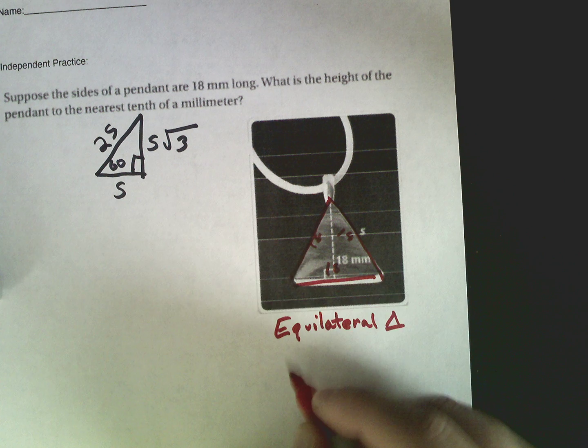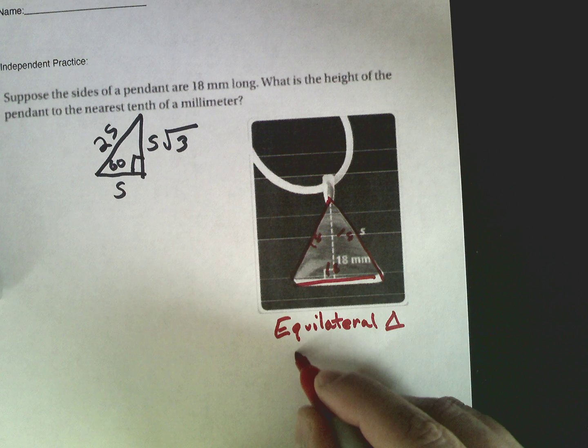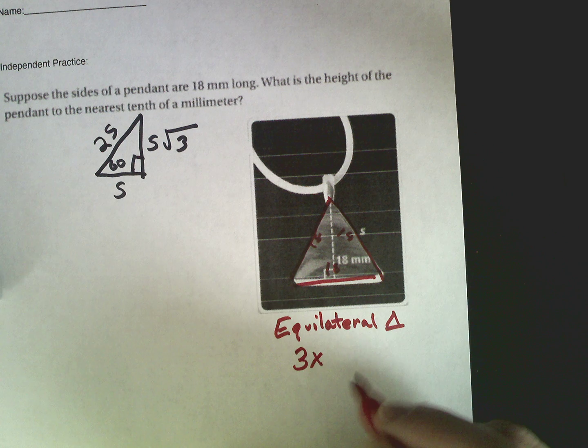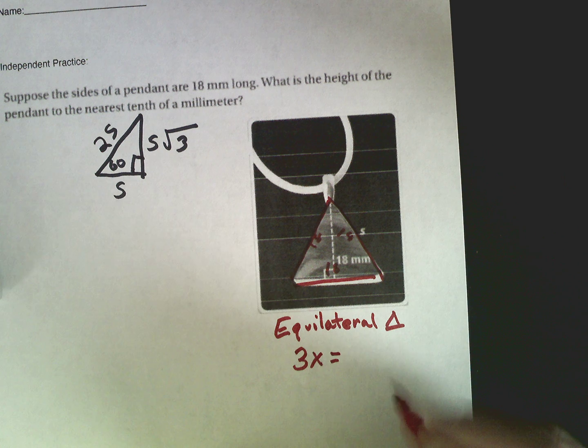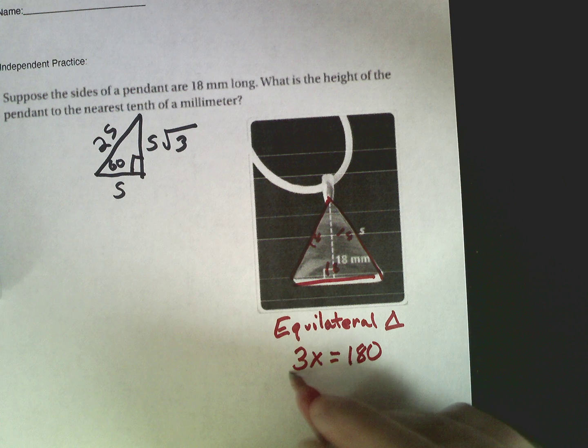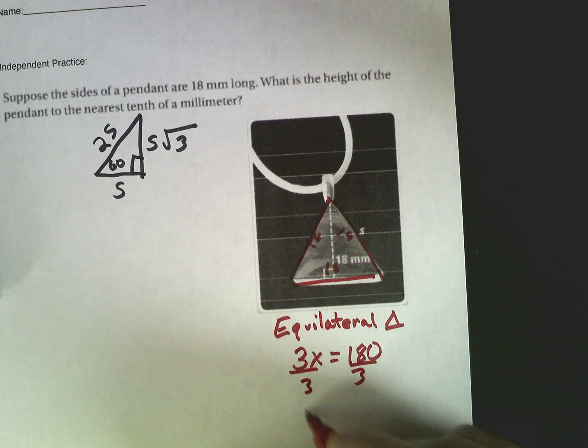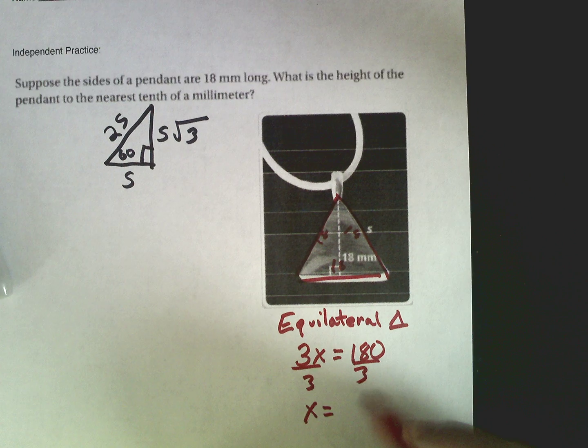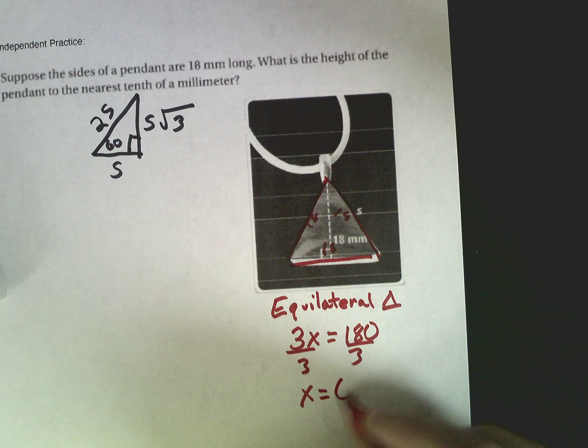So if all three angles are the same and they all add up to 180, let's call the angles x. They're all the same. There's three angles. They all add up to 180. Divide both sides by 3. If you don't already know this, in an equilateral triangle, all the angles are 60 degrees.